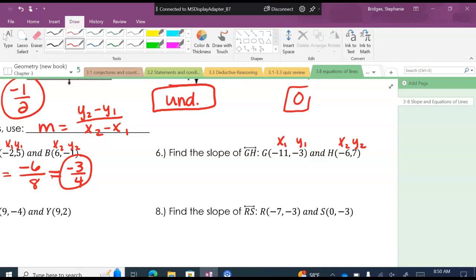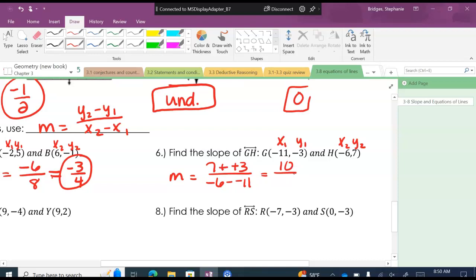We are plugging everything in. The formula is y2, which I labeled 7, minus y1, which is -3, over x2, which is -6, minus x1. If you are not good with integer operations or adding numbers that are positive and negative, get a calculator. Let it do the work for you. Again, when we minus a negative, what happens? They go positive. And what's 7 plus 3? 10.